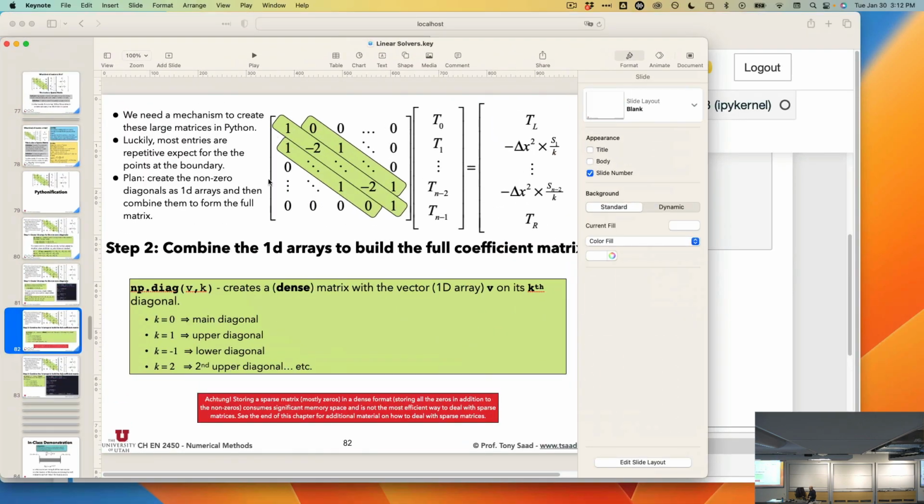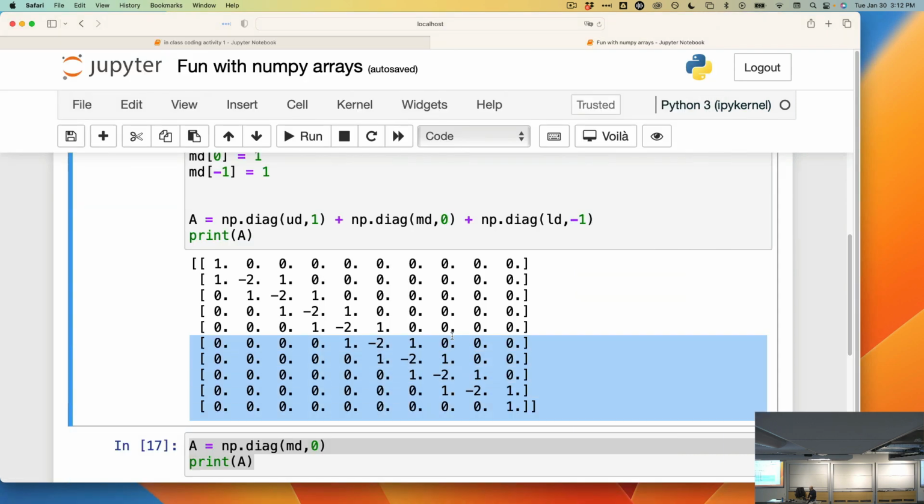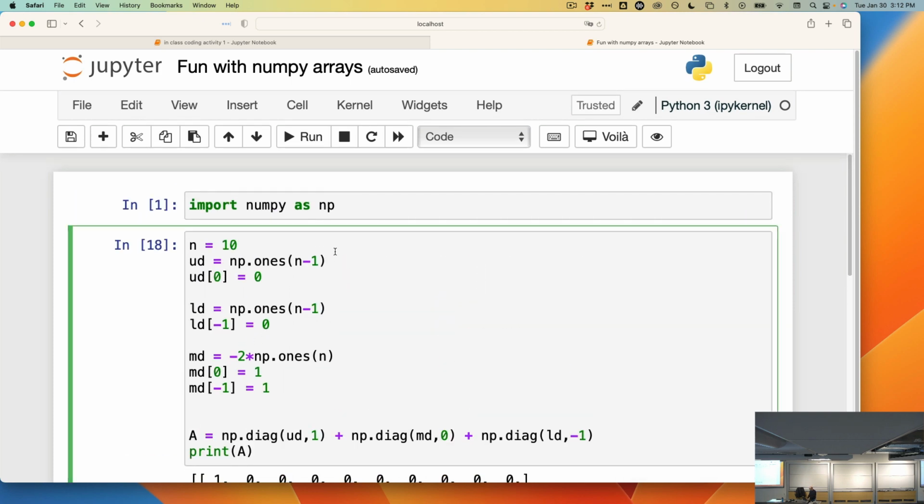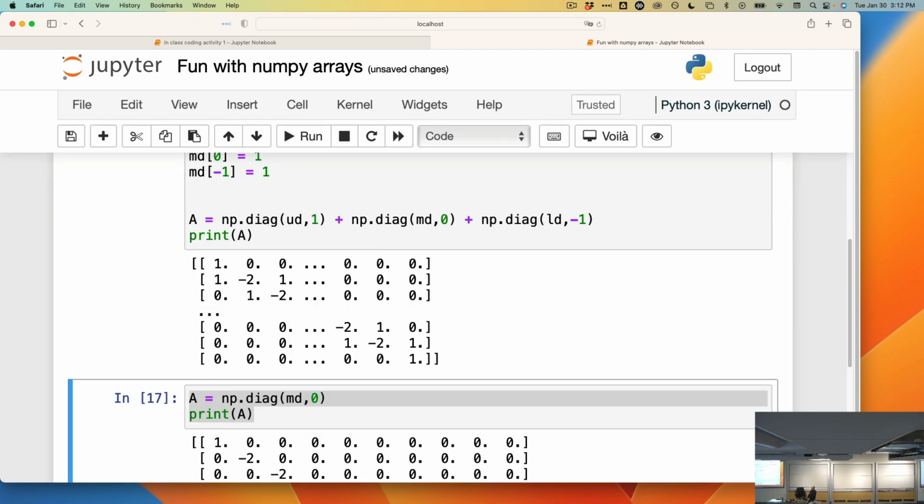This should remind you of this matrix we have. 1, minus 2, 1 in the main diagonal. And then on the upper, it starts with 0 and it's all 1s. On the lower diagonal, it's all 1s and it's 0 at the end. This is exactly what we get here. Is this cool? That's pretty cool. The best part is that you can scale it. You can put n equal 1,000, and it will just work.